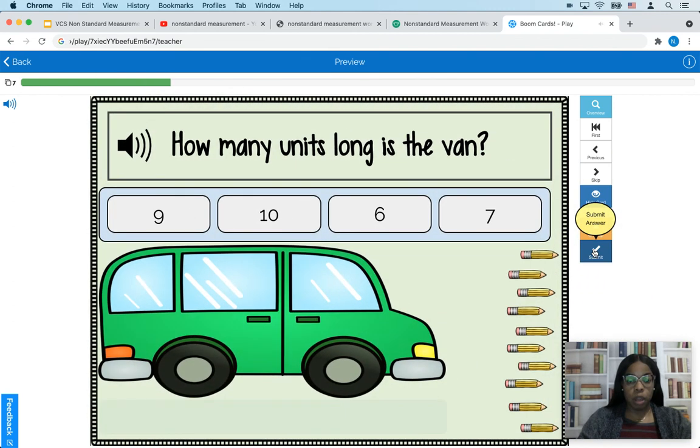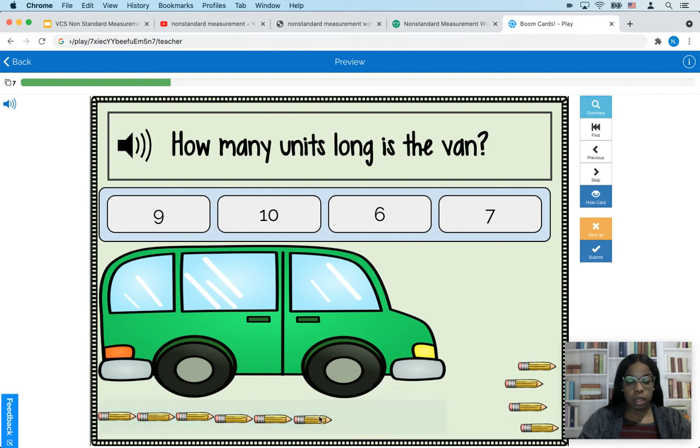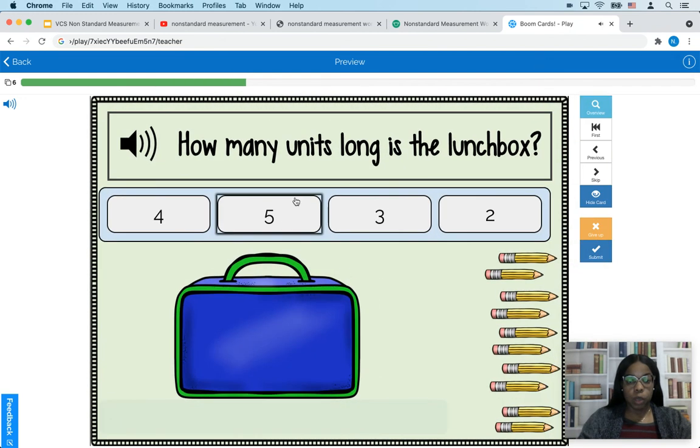How many units long is the van? So they're using pencils here. 1, 2, 3, 4, 5, 6, 7, 8, 9. Let's see if we're right. So again, the students would go to boomlearning.com and use non-standard measurements.